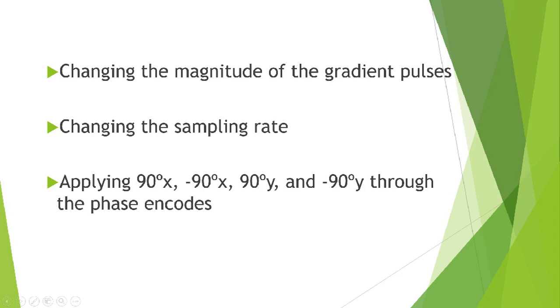In the project, the effects of the following changes are visualized. Firstly, the effect of changing the magnitude of the gradient pulses is investigated. Then, changing the sampling rate of phasing codes is depicted. Finally, the effects of applying 90-degree X and Y pulses are examined.